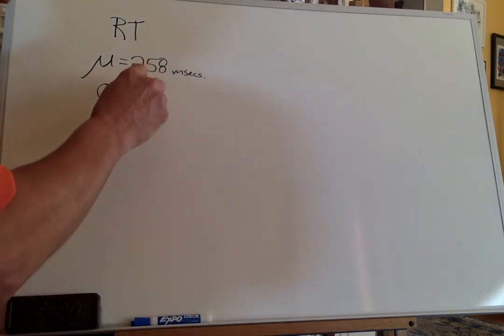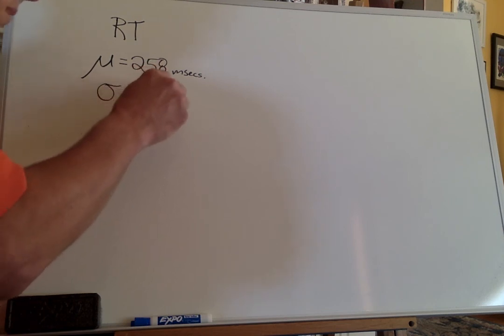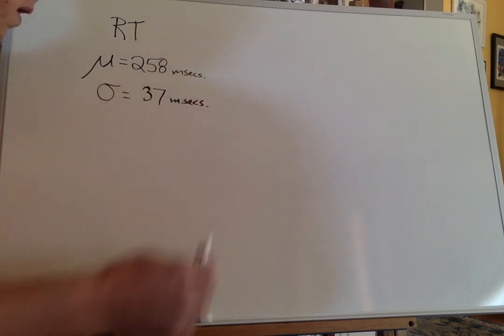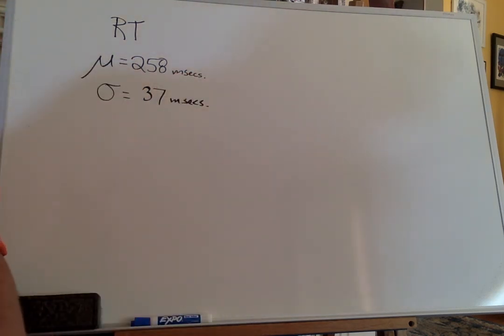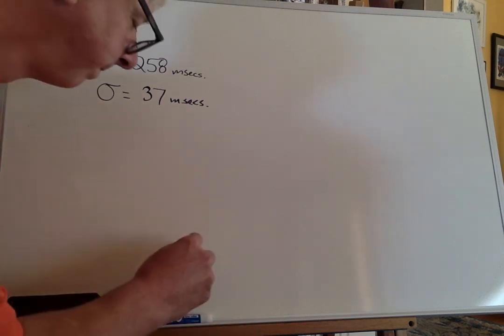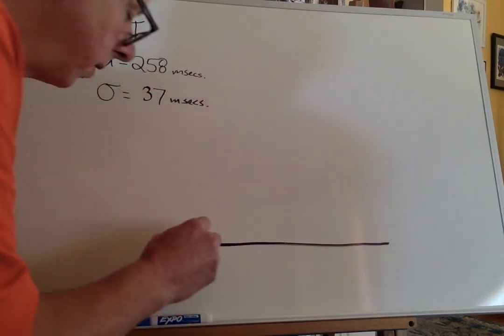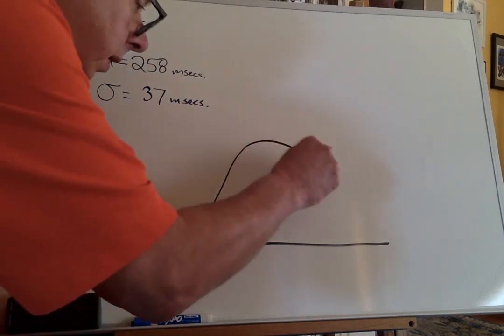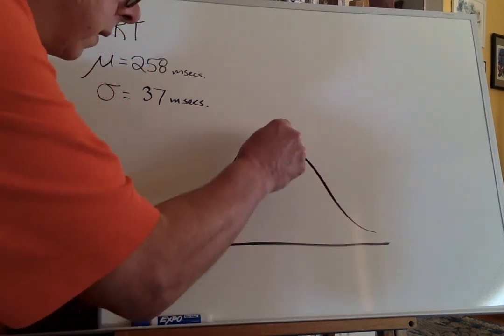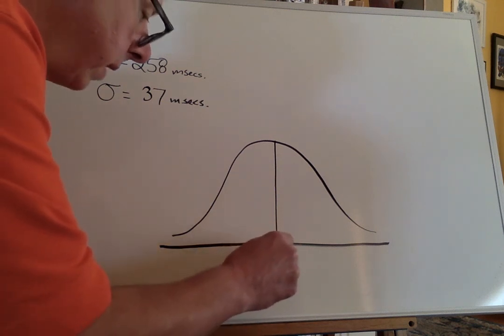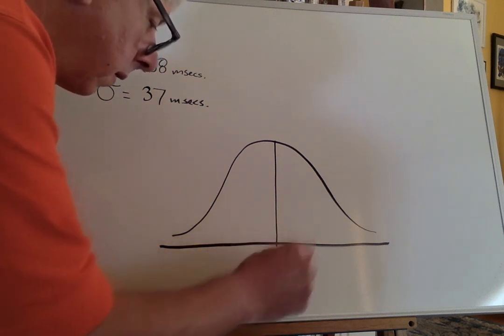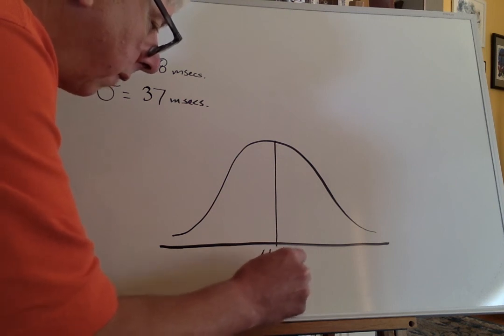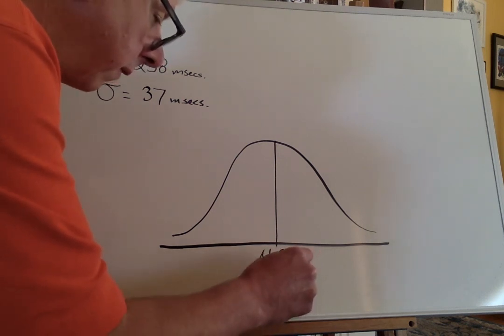Okay, so let's say that the standard deviation is 37 milliseconds. So on average, they respond in 258 milliseconds. There's a bit of variability there. Some people are faster, some people are slower, and so on and so forth. Okay. So here's what the distribution would look like, with a mean of 258 and a standard deviation of 37. Did I say 37? Okay.